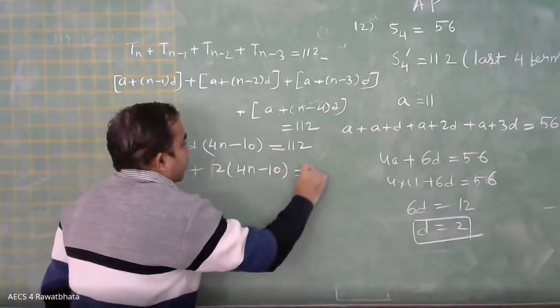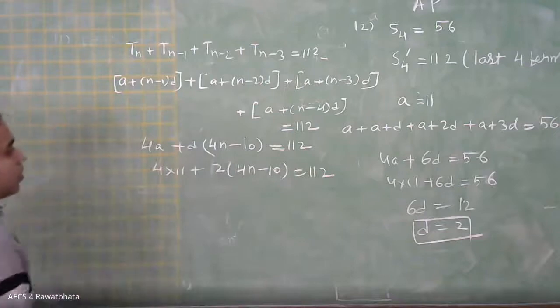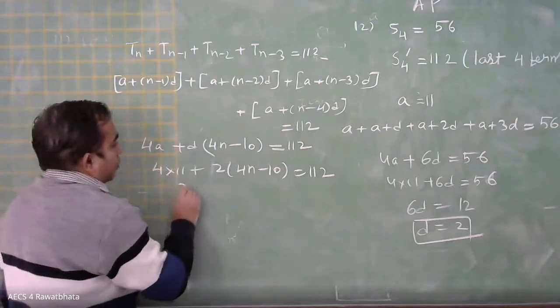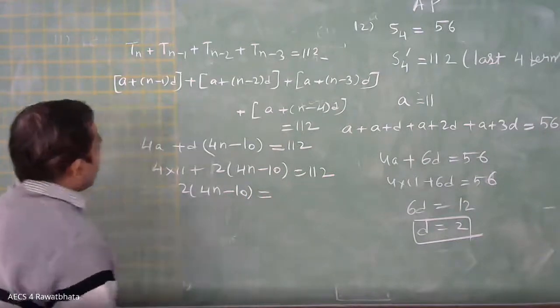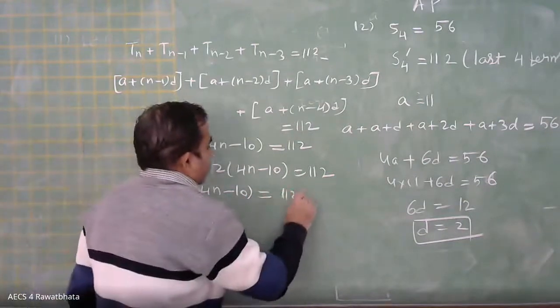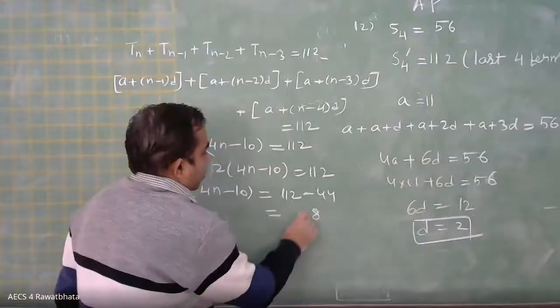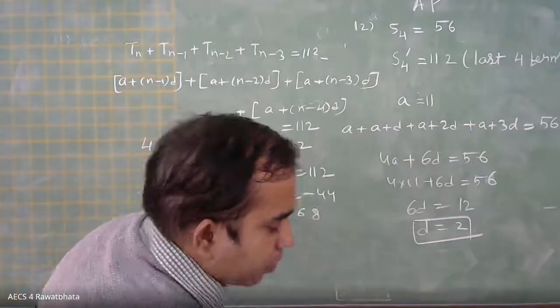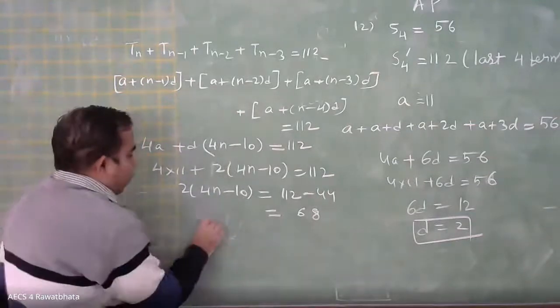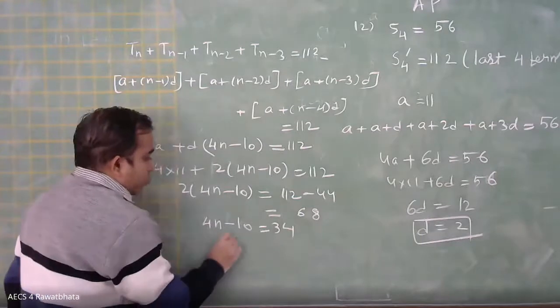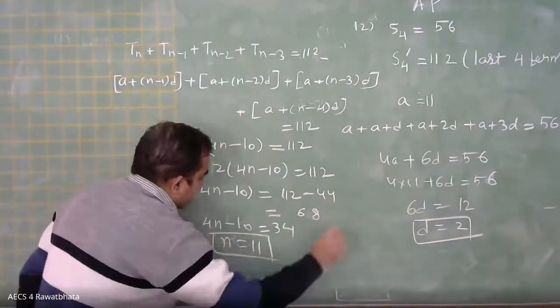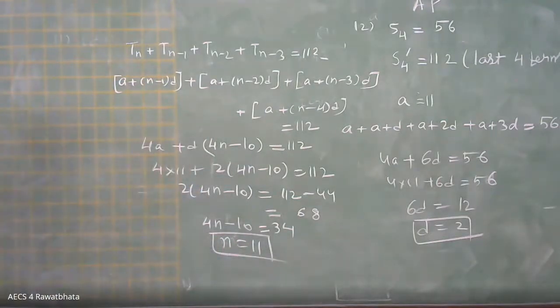And from here getting n is not difficult. 2 into 4n minus 10 is equal to 112 minus 44. How much, students? 68. So 4n minus 10 is equal to 34. 4n equals to 44. N equals to 11. Correct, students?